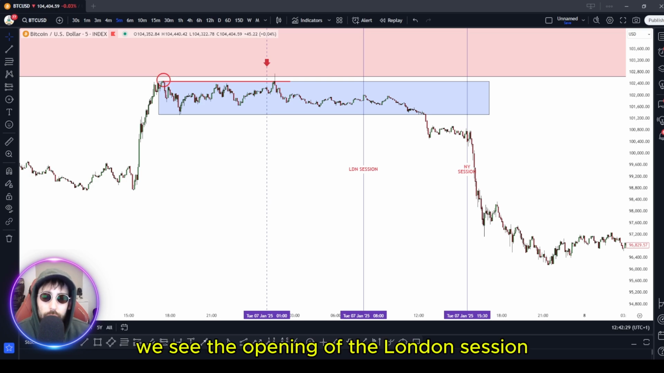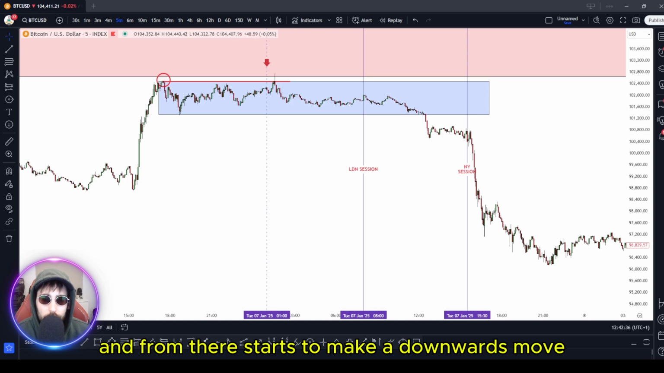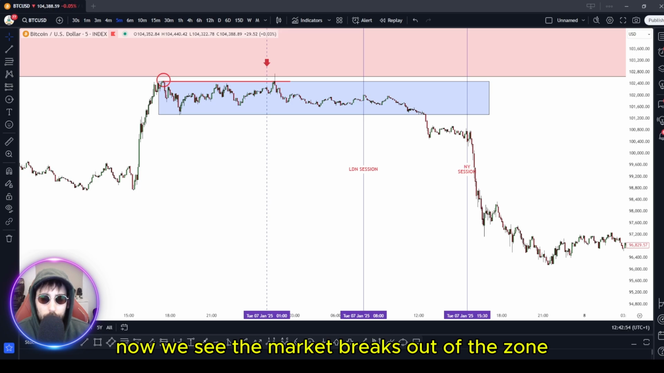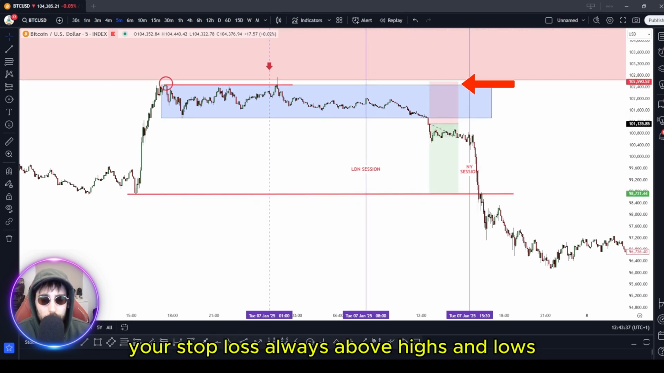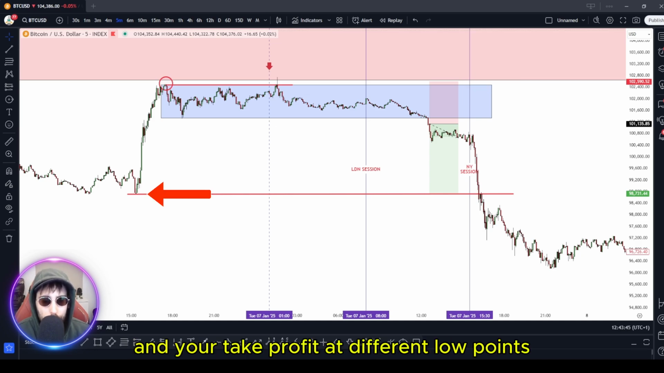We see the opening of the London session and what do we see happening? We see that it hits a liquidity point in the consolidation zone and from there starts to make a downwards move. You can view this as an entry point to place sell positions, but in this example we are waiting for the breakout of that consolidation zone. Now, we see the market breaks out of the zone. To play it safe, we only enter the trade when the candle has closed out of that zone and that is our first entry. Your stop loss always goes above highs and lows, in this case above the high or, to play it safe, above the consolidation zone, and your take profit at different low points.